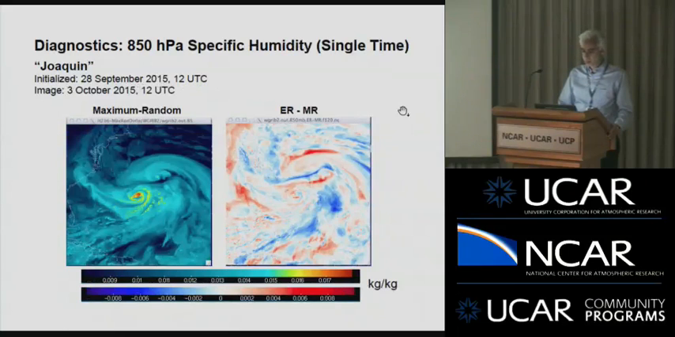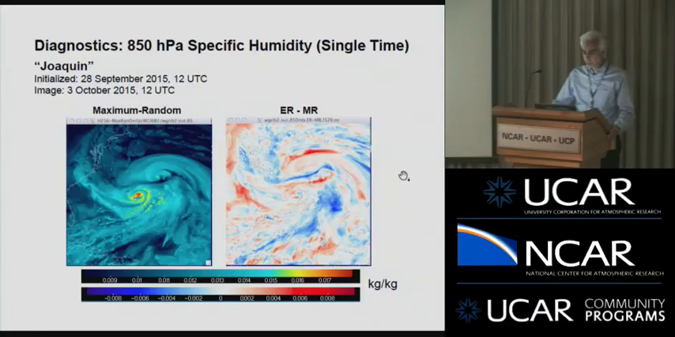So let's move on to specific humidity, also at 850 millibars. On the left is the actual specific humidity field, and of course the highest values here, up to 18 or 19 grams per kilogram, are right in the center of the storm. And not surprisingly, we have bands of somewhat higher moisture feeding into the storm. It's not unusual for a storm of this size.